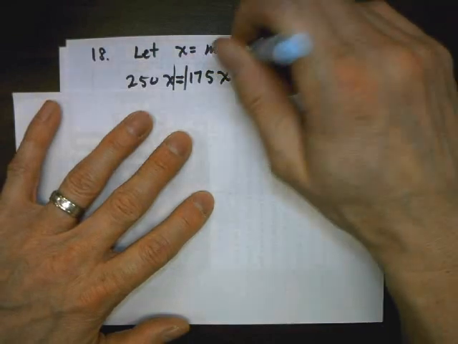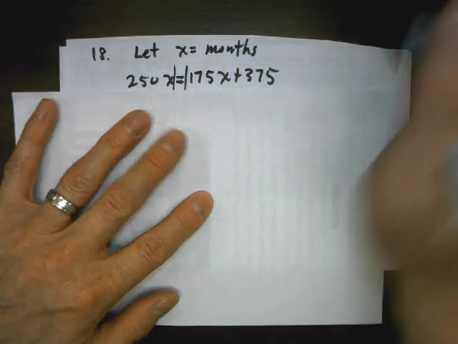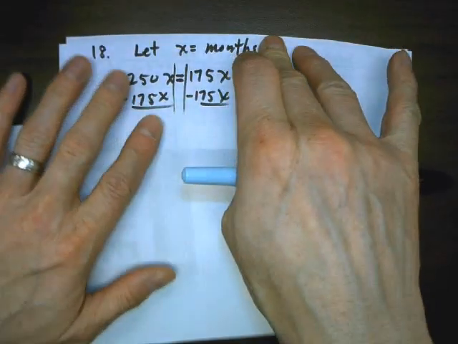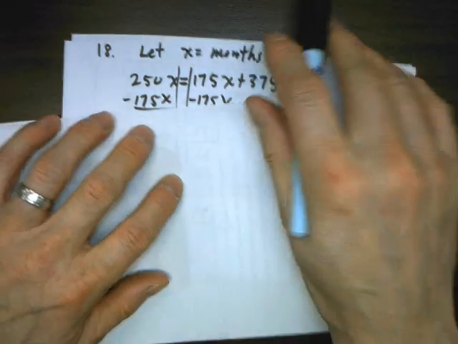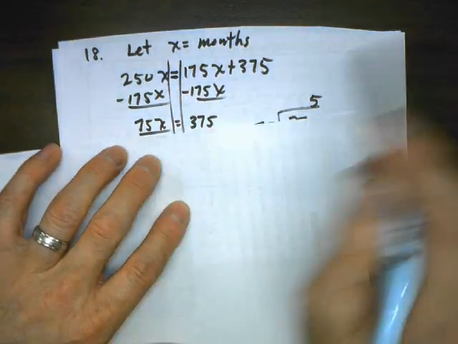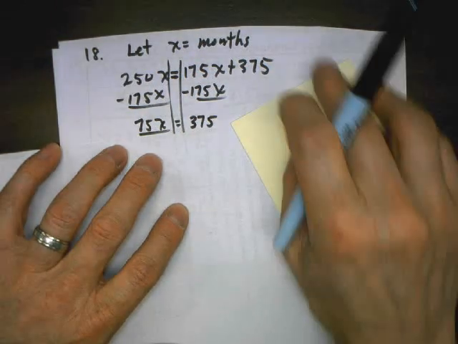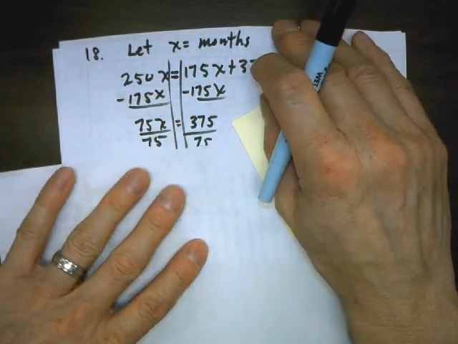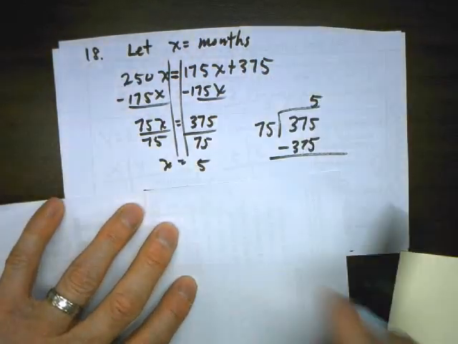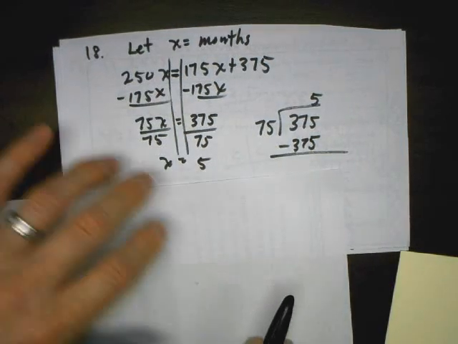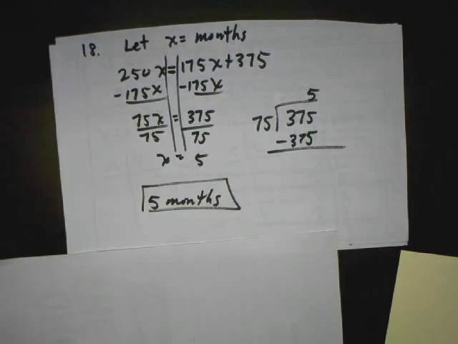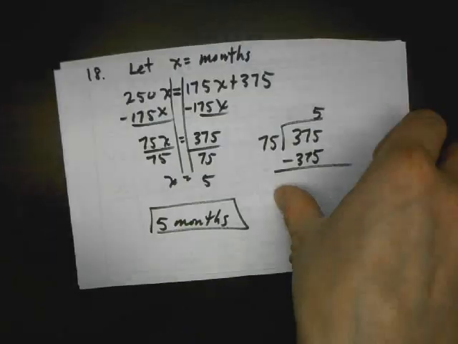So we distribute and combine like terms. That's already done. Both sides are simplified. I see I have different coefficients, so there's one answer. Let's find out what it is. Subtract 175x from both sides. I want to get my x's together first before I try to isolate. Now I can isolate, divide both sides, and 375 divided by 75 is 5. At 5 months, they will cost the same.